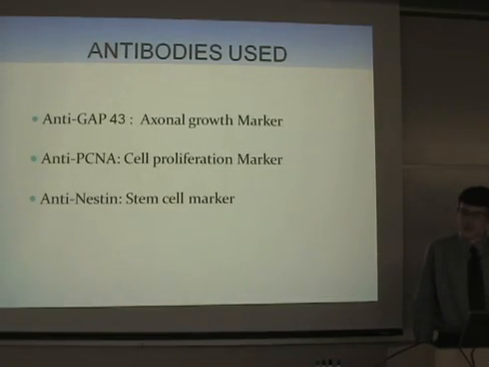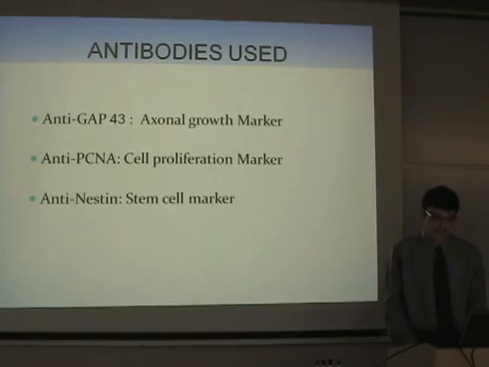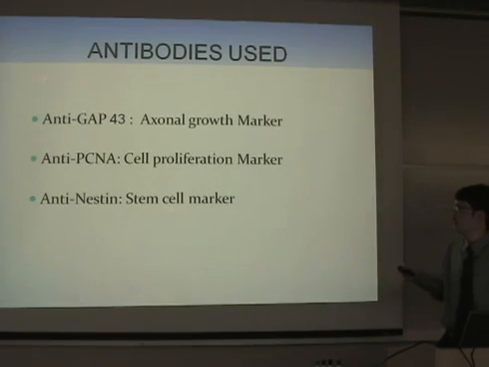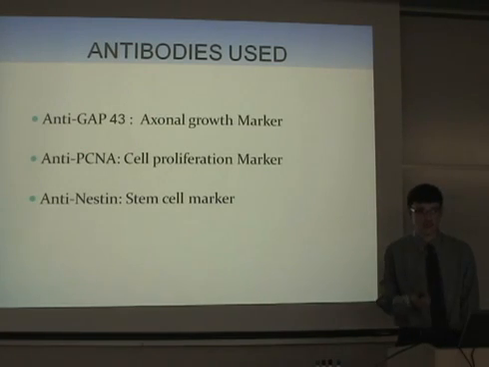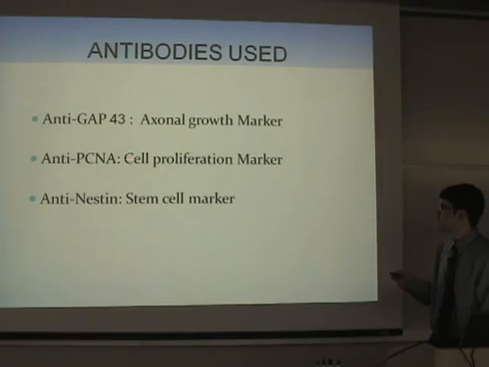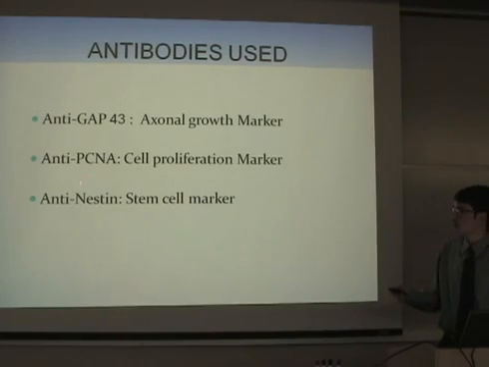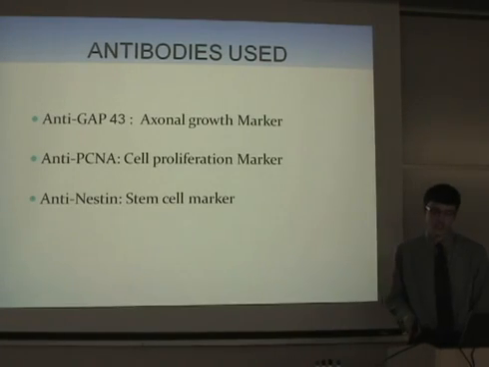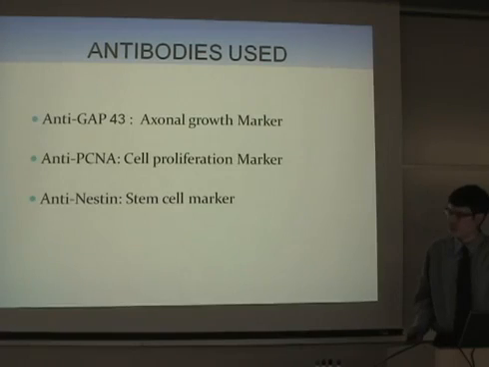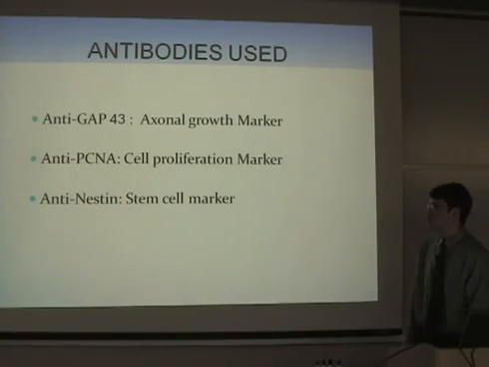Some of the antibodies that we use in our experiments are anti-GAP43, where GAP43 stands for growth-associated protein 43. This antibody is used as a marker for axonal growth. We then have anti-PCNA, which is a marker for cell proliferation, and PCNA stands for proliferating cell nuclear antigen. Finally, we use the antibody nestin as a marker to locate stem cells in our cultures.